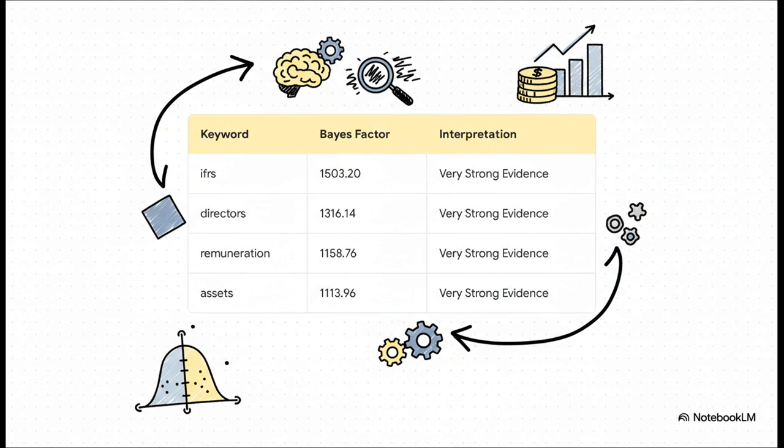So if you look at this table, where it's like IFRS, which is an accounting standard, directors, and remuneration all have these massive Bayes factors. The interpretation? Very strong evidence. It's basically screaming at you that you're looking at some kind of corporate or financial report. We're moving way beyond just counting words to actually measuring their statistical importance.